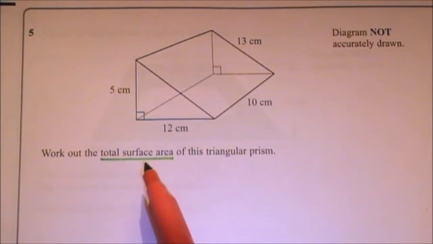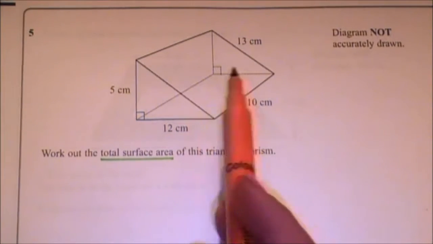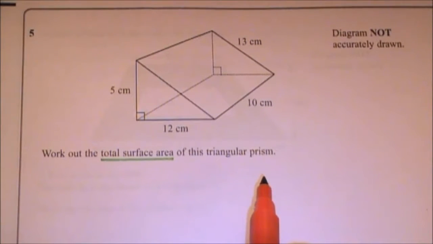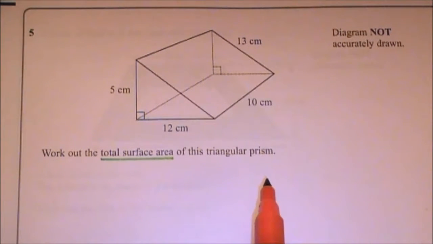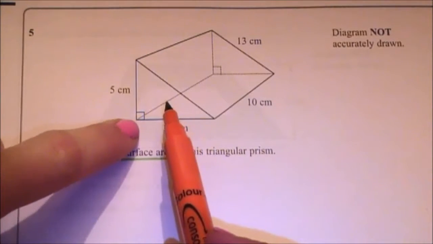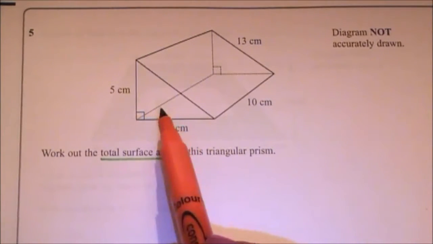Do not make the mistake of seeing a 3D shape, especially a prism, and thinking, ooh, this is a volume question, I'm going to times everything together. To approach this question, the first thing I'm going to do is identify the faces and the shapes of those faces. So the first one that jumps out to me is actually the triangular face at the front.